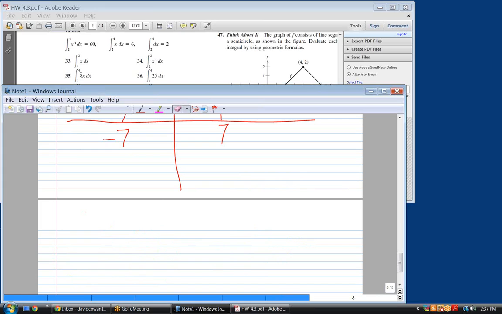About 35. Yeah, we're supposed to do all 5. Yeah, 8x from 2 to 4.